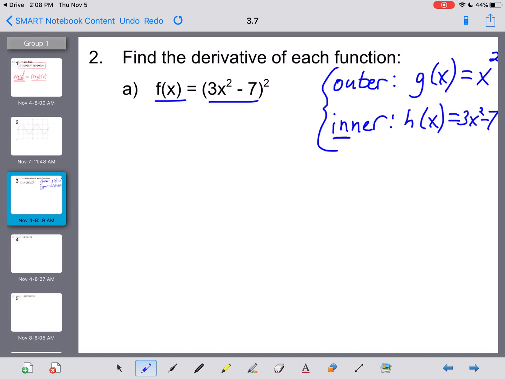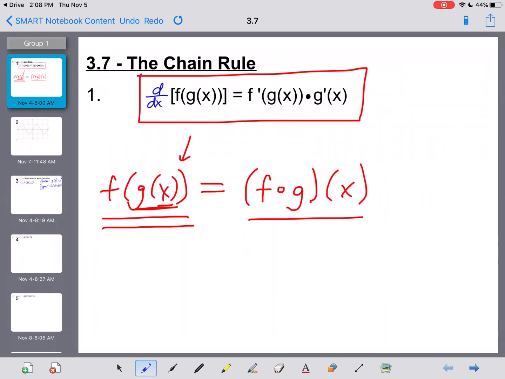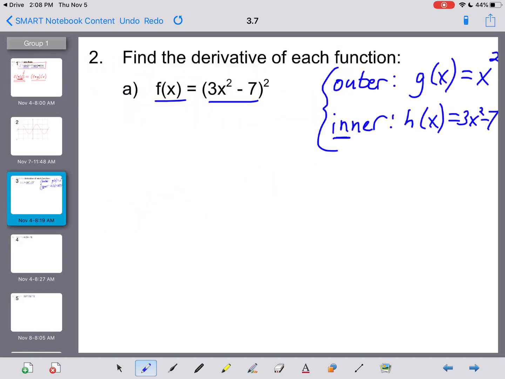So now that we've established that f of x is a composition function, now we know the chain rule applies. And the derivative of f of x is equal to f prime of g of x. That's the derivative of the outer function, and the inner function stays the same. But then at the end, we multiply by the derivative of the inner function. So in this problem, in f of x, we are trying to find f prime of x, and here's how we do it.